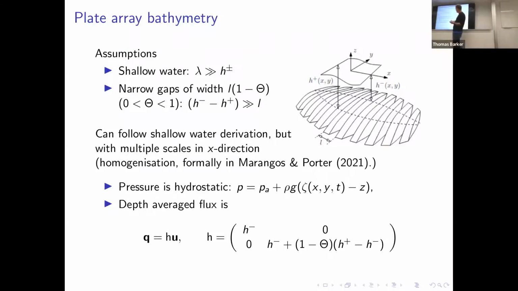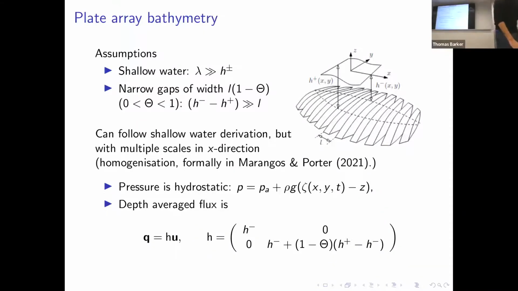I can assume that the pressure is hydrostatic. Okay, then I can think about the depth averaged horizontal flux. And now this is really easy to think about because the flux in this direction is just the velocity multiplied by the depth in this direction, which is h minus. Okay, and the flux that I can allow in this direction here is not just h plus, but the bit between the plates as well. So it's h plus this 1 minus theta gives me the ratio telling me how thick these are: 1 minus theta times h plus minus h minus. And this gives me the volume flux moving in this direction.